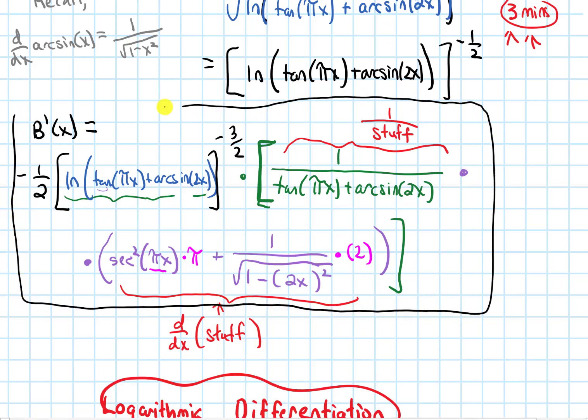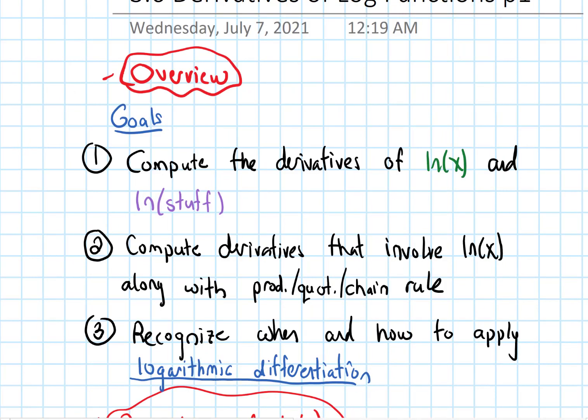We needed a lot of room for this one. In terms of our goals for this section, we've actually now finished the first 2 goals. We know how to take the derivative of ln of x, ln of stuff, and we've done examples that involve ln of x and combining it with other applications of the chain rule and the product and quotient rules.